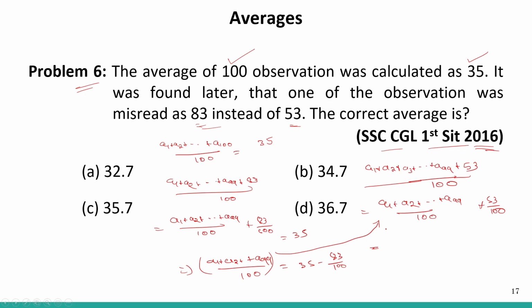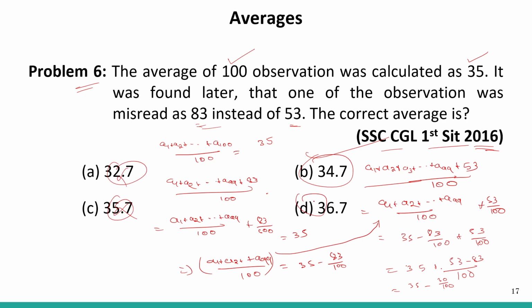So this will be equal to 35 minus 83 by 100 plus 53 by 100. So this will be equal to 35 plus 53 minus 83 by 100. This will be 35 minus 30 by 100, so it will be 34.7. So 34.7 is the correct answer. These are all wrong answers.